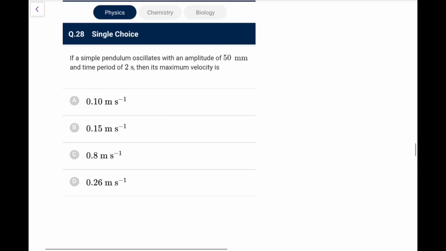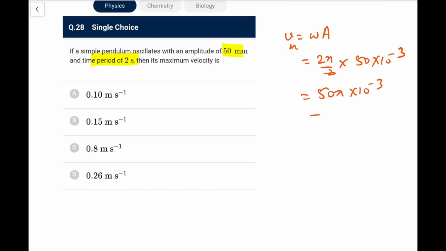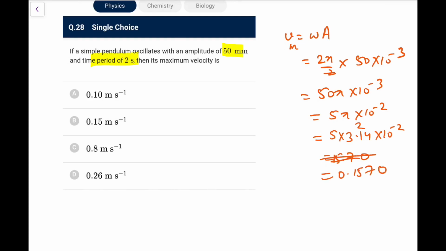Next, if a simple pendulum oscillates with an amplitude of 50 millimeter and a time period of 2 seconds, then the maximum velocity is. So here directly you can say Vmax is omega times A. Omega would be 2 pi by 2, into A, which is 50 into 10 to the power minus 3. So what do you get? 50 pi into 10 to the power minus 3. So we can have 5 pi into 10 to the power minus 2, pi is 3.14, so 5 into 3.14 into 10 to the power minus 2, that is 15.7, so I can write it as 0.1570, that would be the better one. So it is about 0.15 meter per second, so I go for option B.